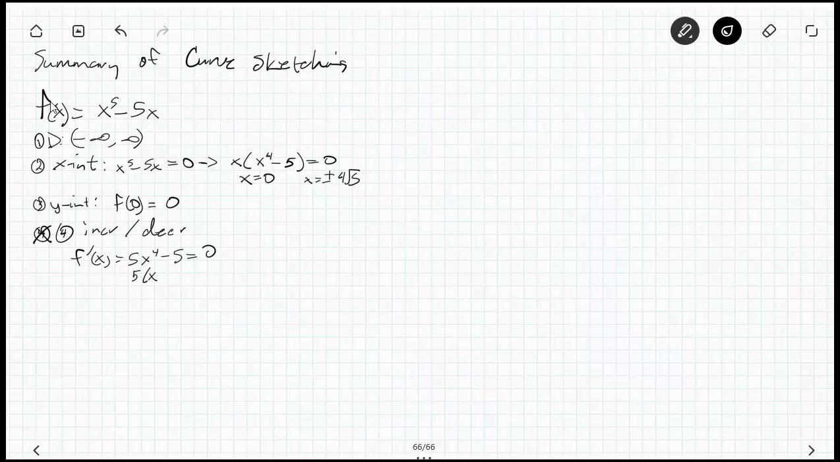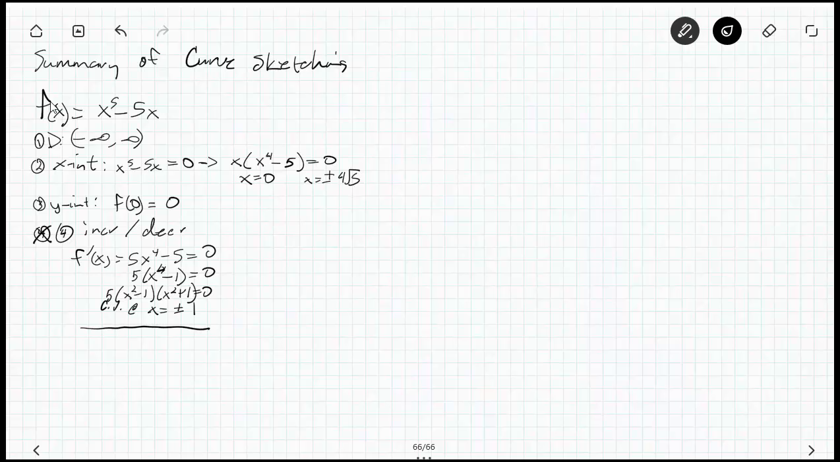Might want to factor out a 5 here. I get x to the fourth minus 1 equals 0. Now, you want to be really careful with this because you can miss solutions if you get glib with it. I get 5 times (x squared minus 1) times (x squared plus 1) equals 0. Sometimes students will say, oh, it's at 1, I got it. But they forget that I actually get plus or minus 1 from x squared minus 1, because that can be factored into (x plus 1)(x minus 1). X squared plus 1 cannot be factored. So I know that I'm going to have critical values at x equals plus or minus 1.